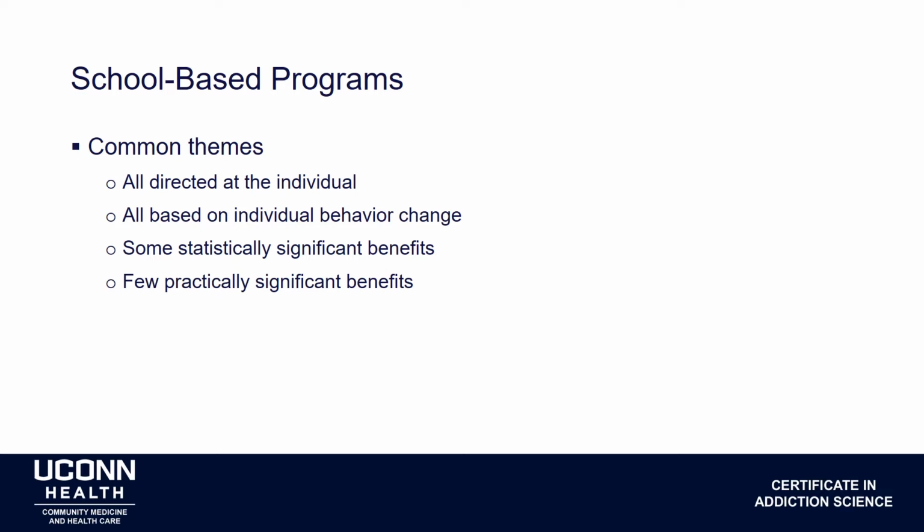So when these are tested, there is not a lot of effectiveness to these programs. There are some statistically significant benefits, so there's some differences between groups, but there's really no practical benefit. Essentially, all of these school programs that focus at the individual, no matter what they are, whether it's just education, whether it's resistance training, whether it's self-esteem training, or social norms campaigns, don't really work. They don't actually decrease substance use or the consequences of substance use.